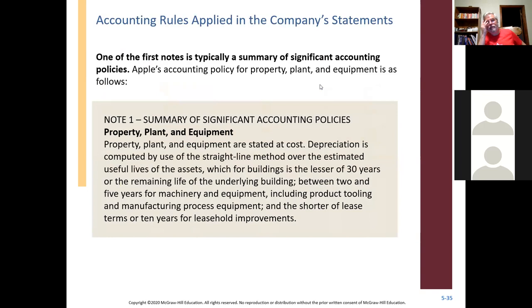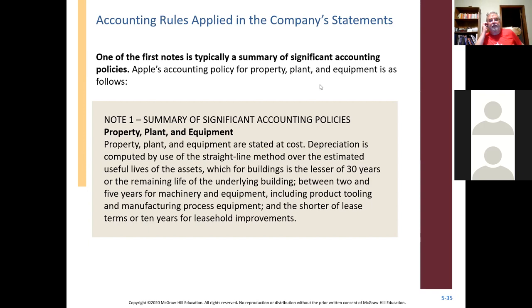Now here, you're seeing, within the accounting policies of Apple, its accounting for property, plant, and equipment, or as I was brought up on, fixed assets. And what you see here is typically standard. We're telling our audience that the fixed assets are stated at cost. The depreciation, the allocation of costs from the balance sheet to the income statement, is done by the straight line method. And I'm going to get into that when we get into fixed assets. And it's being done over an estimated useful life.